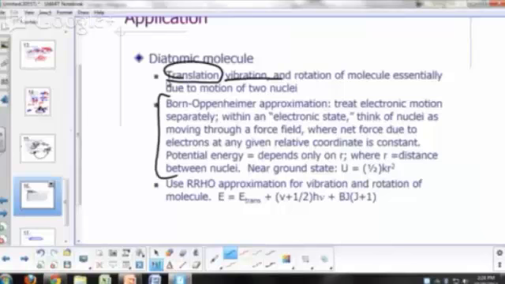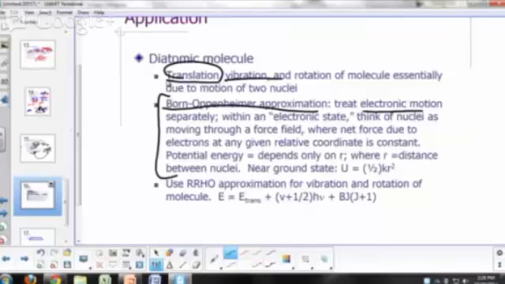Now, when we get to apply quantum mechanics to molecules, we're going to be using what's called the Born-Oppenheimer Approximation. The idea behind this approximation is you're going to treat electronic motion separately from the motion of the nuclei. The justification is that the electrons are so small and move so much faster than the nuclei that they can make instantaneous adjustments every time the nuclei move.